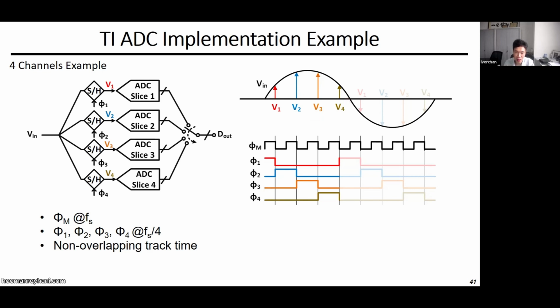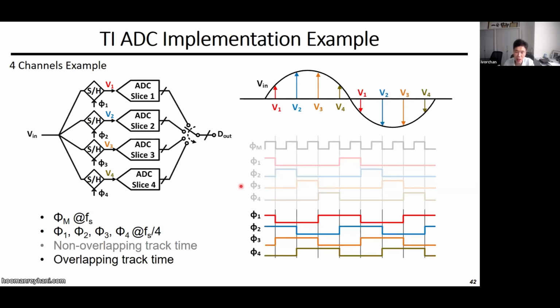So for the master clock phi m, we have the full speed, which is at the sampling frequency. For phi 1, phi 2 to phi 4, they are operating at a quarter of the sampling frequency, which is fs/4. Here's also a non-overlapping track time example. Later on, we can see the overlapping track time.